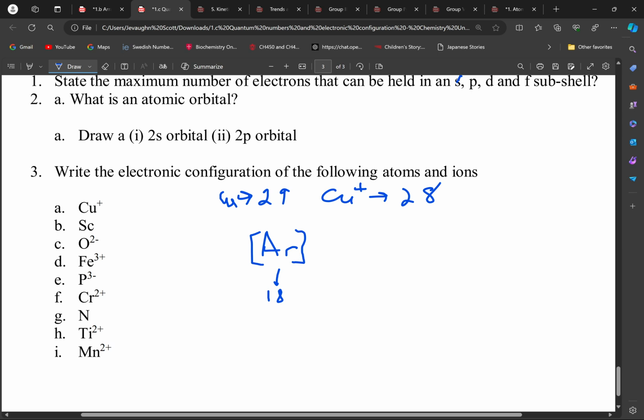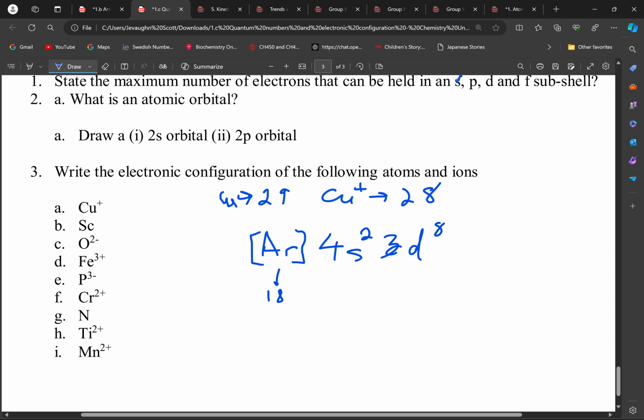So we start off from argon. What is the next orbital that we're going to be looking at? Which orbital will fill first? The 4s orbital? So we're going to say 4s2, and then we're going to have our 3d orbital. 3d what? 3d8, yes? That makes sense? 3d8. Lovely. So that would be our electronic configuration for our copper plus, right?